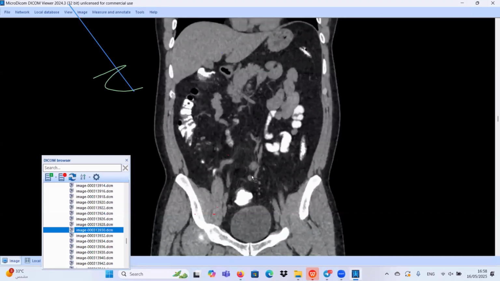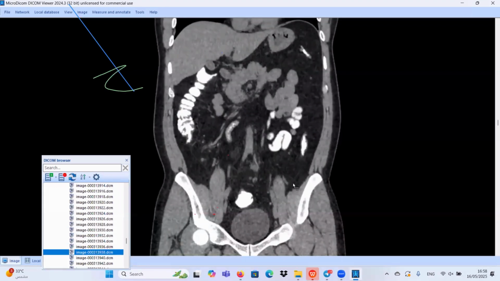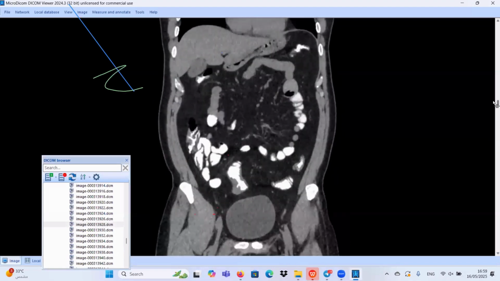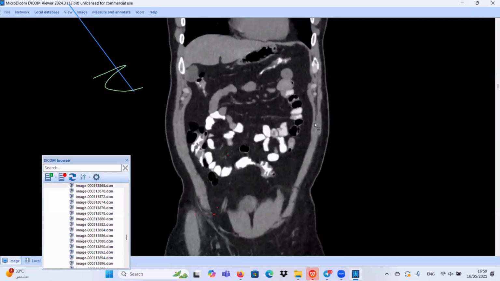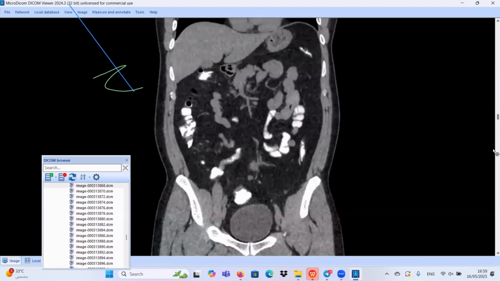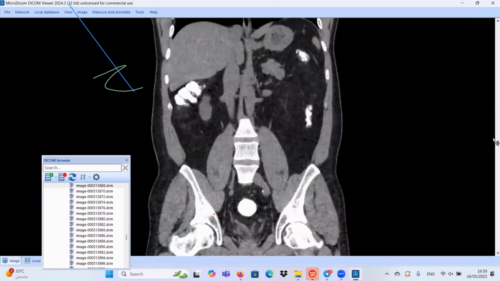So this is the abnormality that you described. Okay. And this is a CT scan with oral contrast. Okay. Let me check if I can scroll. Yes. This area. Just 1 second.